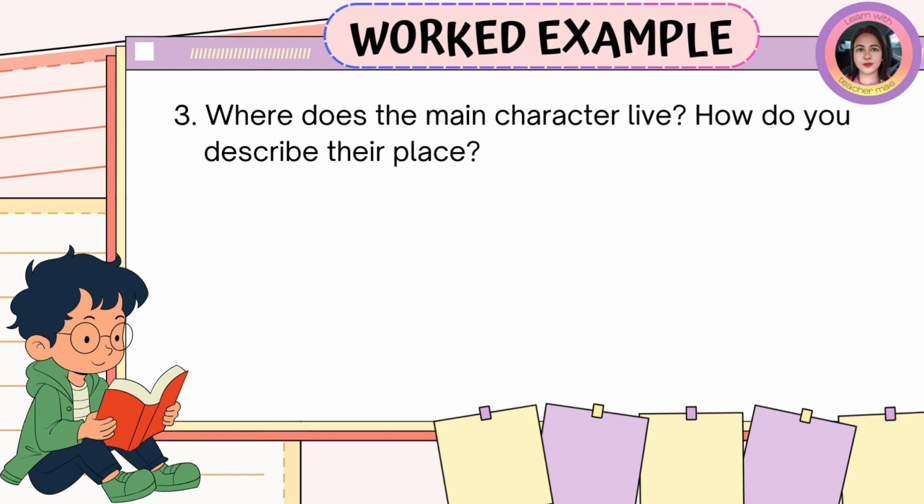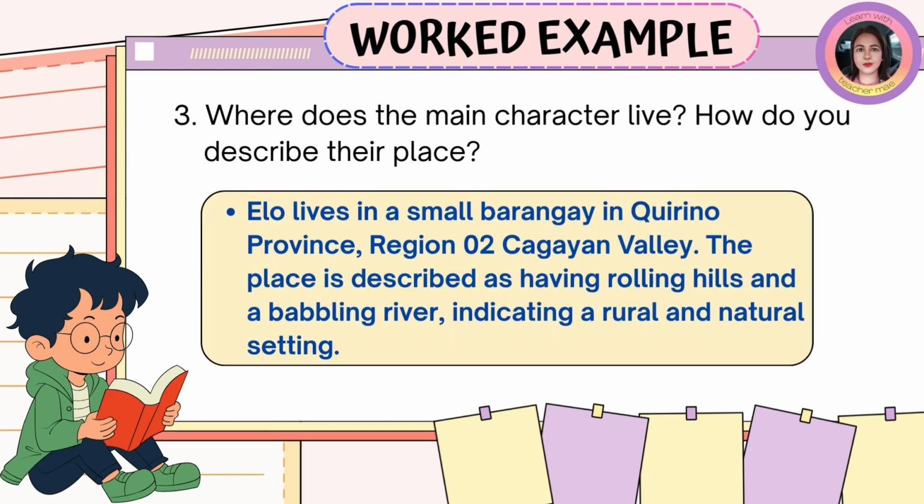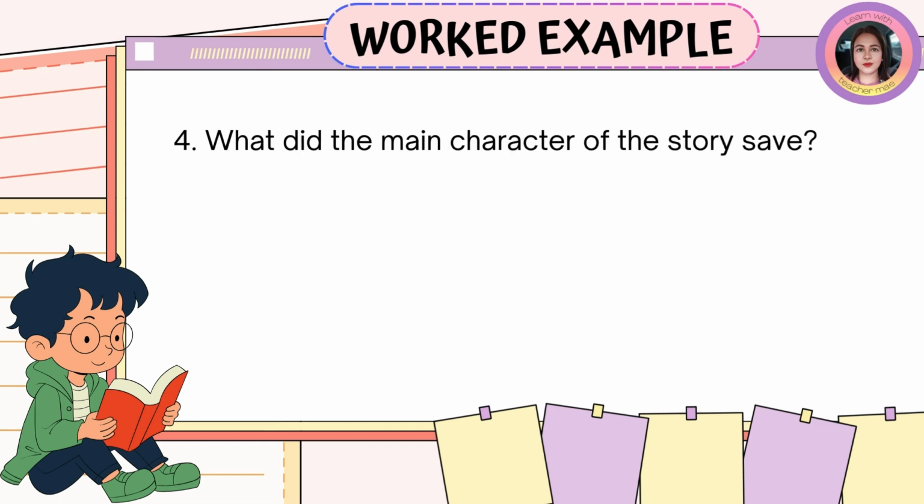Where does the main character live? How do you describe their place? Elo lives in a small barangay in Quirino Province, Region 2, Cagayan Valley. The place is described as having rolling hills and a bubbling river, indicating a rural and natural setting.